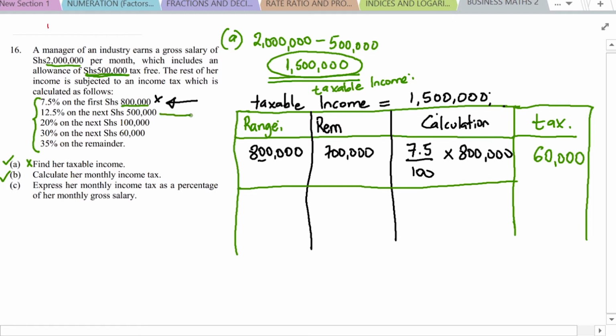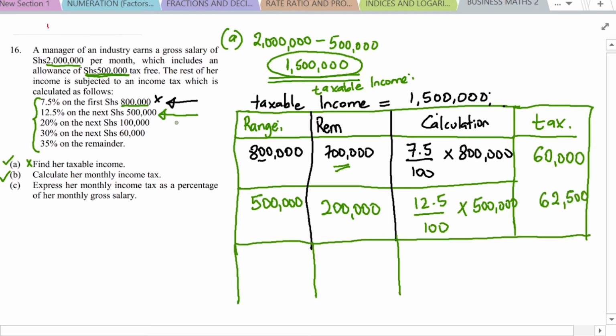Now according to our question, the next 500,000 is subject to a tax rate of 12.5 over 100 times the 500,000. Now when we deduct this 500,000 from the 700,000, which is the remainder, what do we have here? So it's 700,000 minus 500,000, we remain with 200,000. That is how much money has remained. So we go ahead and multiply that too, and we shall end up with 62,500. So we finish that next 500,000.